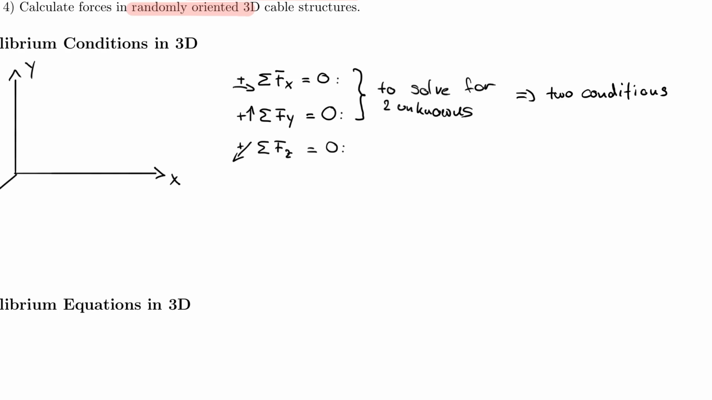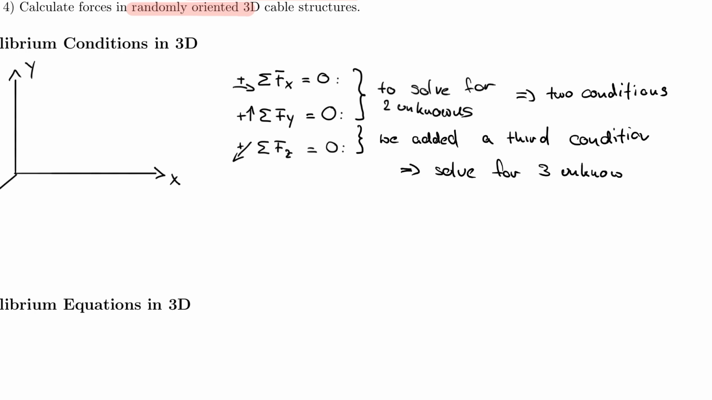But now we are actually adding a third condition. So now we added a third condition. And therefore we can now solve for three unknowns at a time. And that, of course, is very important to understand. So let's highlight this, that you can solve for three unknowns because you have three conditions now.